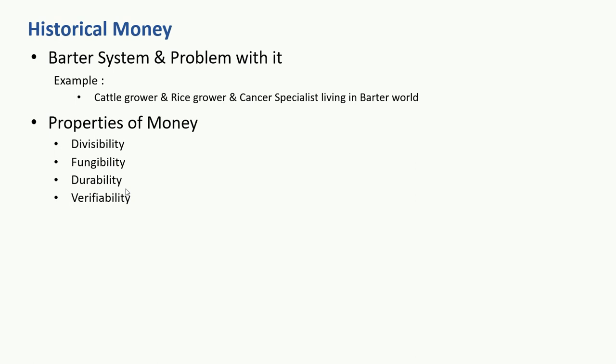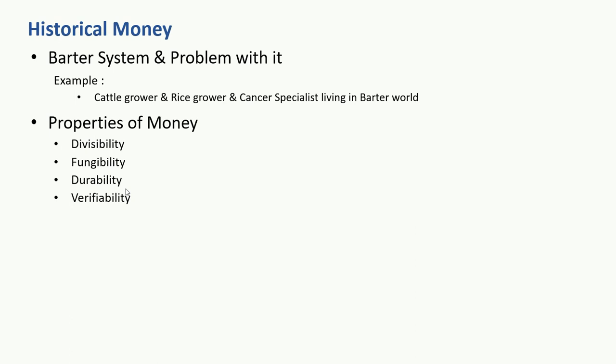They think they are hale and healthy. I am not going to get cancer. Why do I have to spend? Why do I have to give him a kg of rice or cattle? They're saying no. Then what happens to the cancer specialist? It's a problem, right? Even though he has special skills, he is not able to survive in the market.